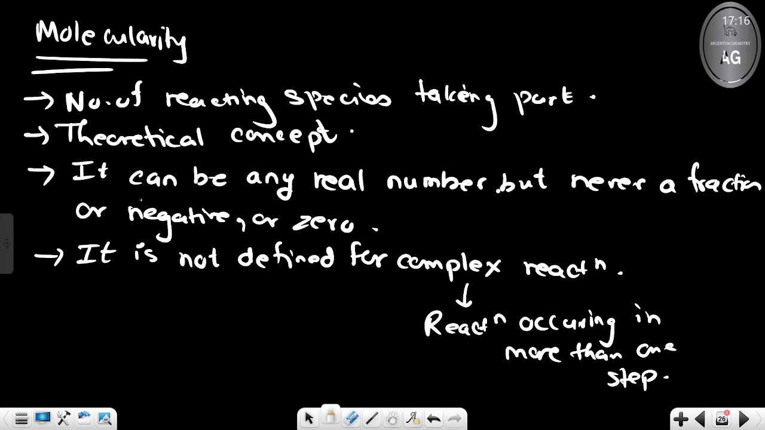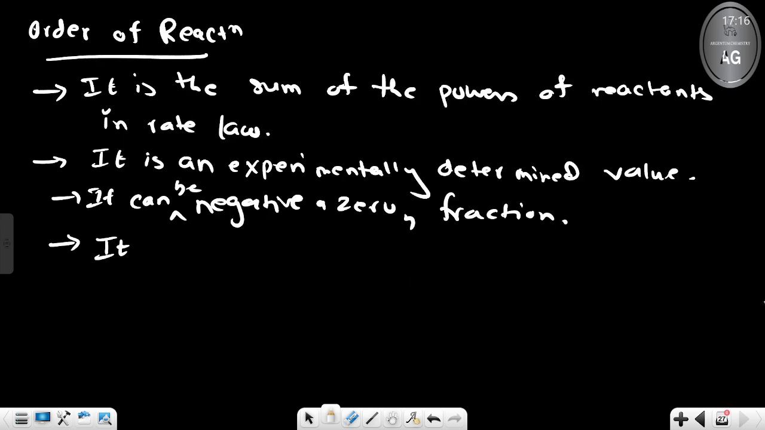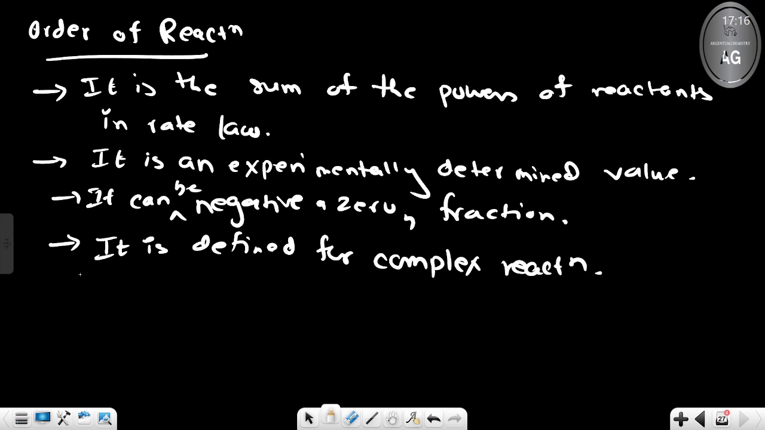What was the last point we wrote over here? Not defined. It is very much defined for a complex reaction, and that is where the order is not the same as the given value. It is defined for complex reaction. And one important point I am mentioning, for elementary reaction with single step reaction.